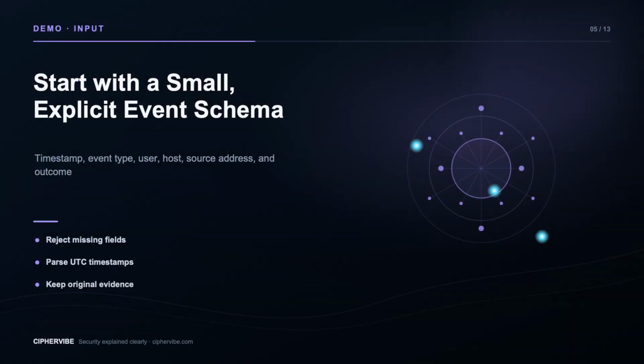The script begins with an allow list of event types and 6 required fields. Each file is decoded as JSON. Missing fields, invalid timestamps, unknown outcomes, and oversized files are rejected with a clear message. Valid records are copied into normalized dictionaries while the original file remains unchanged. Early validation prevents malformed data from silently changing the result.